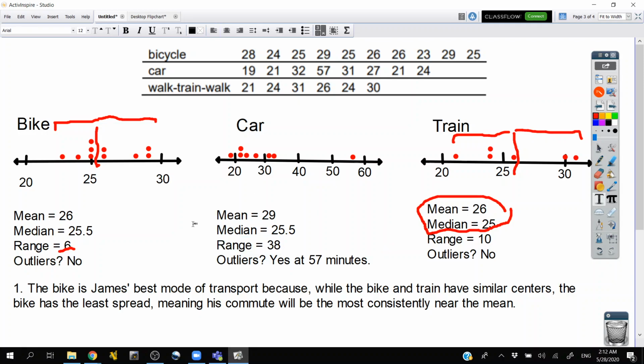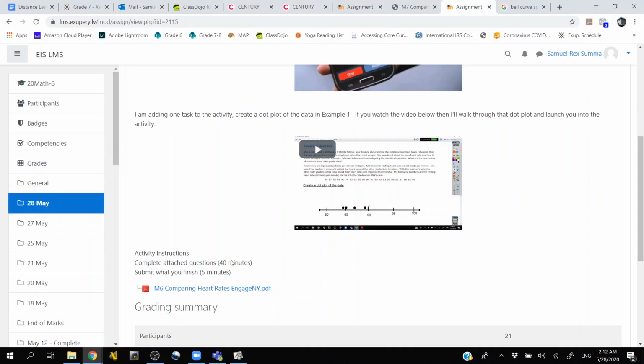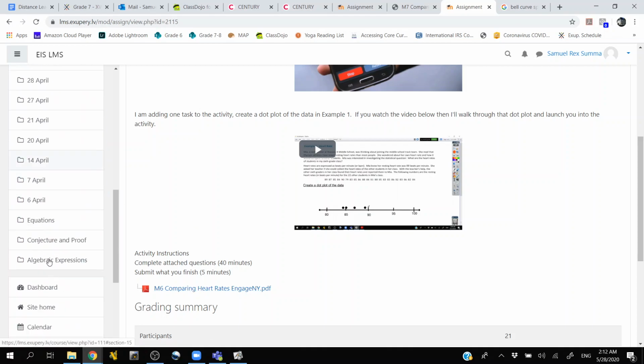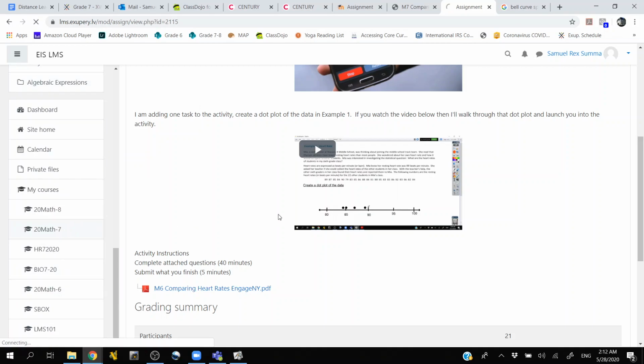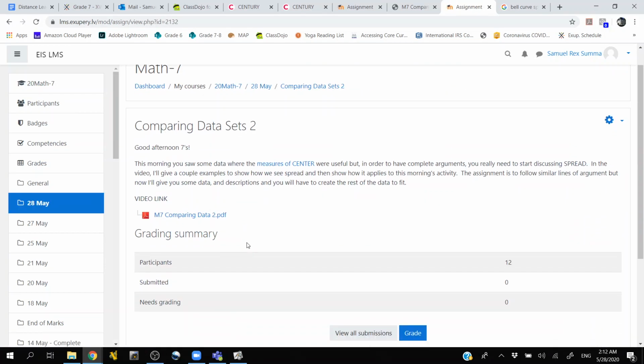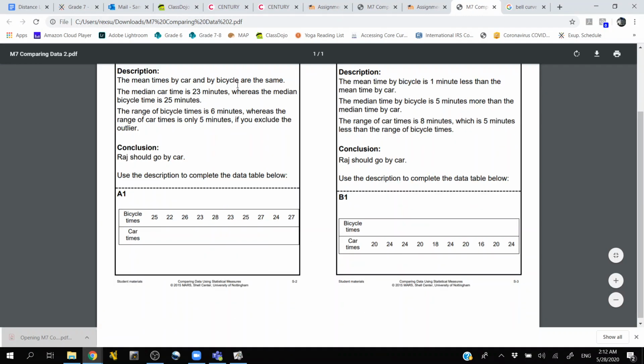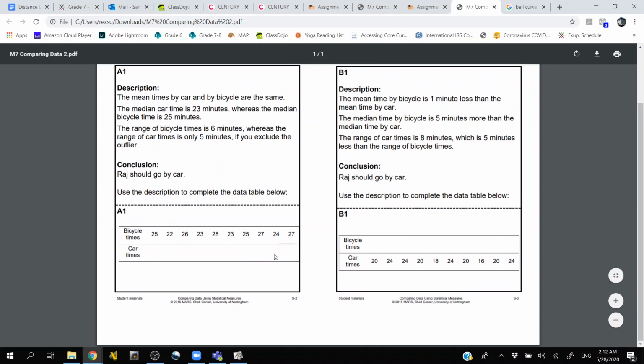You guys have a follow-up activity. Oh, that's Math 6. Your follow-up activity follows a similar idea. The difference now is I'm going to give you the descriptions of things, and you need to try to create data that matches that. Note that your data for the bicycle times or the car times here are not ordered. There's nothing done for you. You have to be able to take this information and break it down to see this.